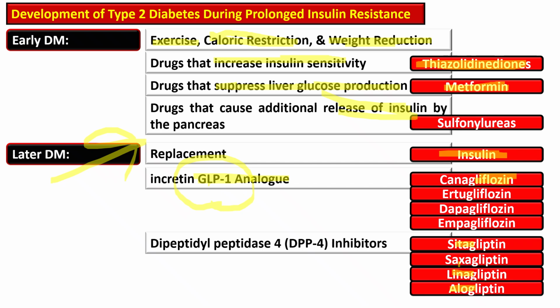When lifestyle modification or oral medications are insufficient due to progressive dysfunction and loss of beta cells, then insulin replacement therapy is required to control the plasma glucose.